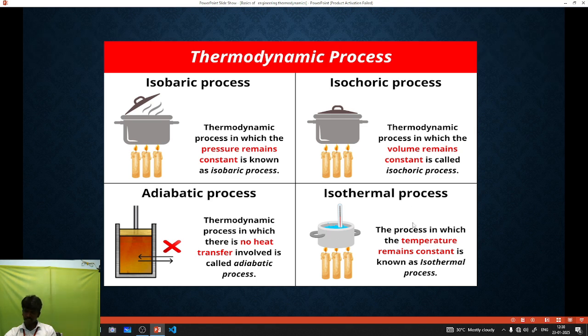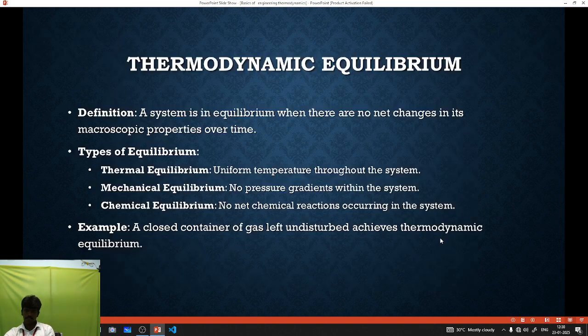And finally, isothermal process. In the isothermal process, the vessel is heated by a heat source. With a thermometer inside the fluid, the temperature is constant everywhere in the vessel. The temperature remains constant. This is known as isothermal process.